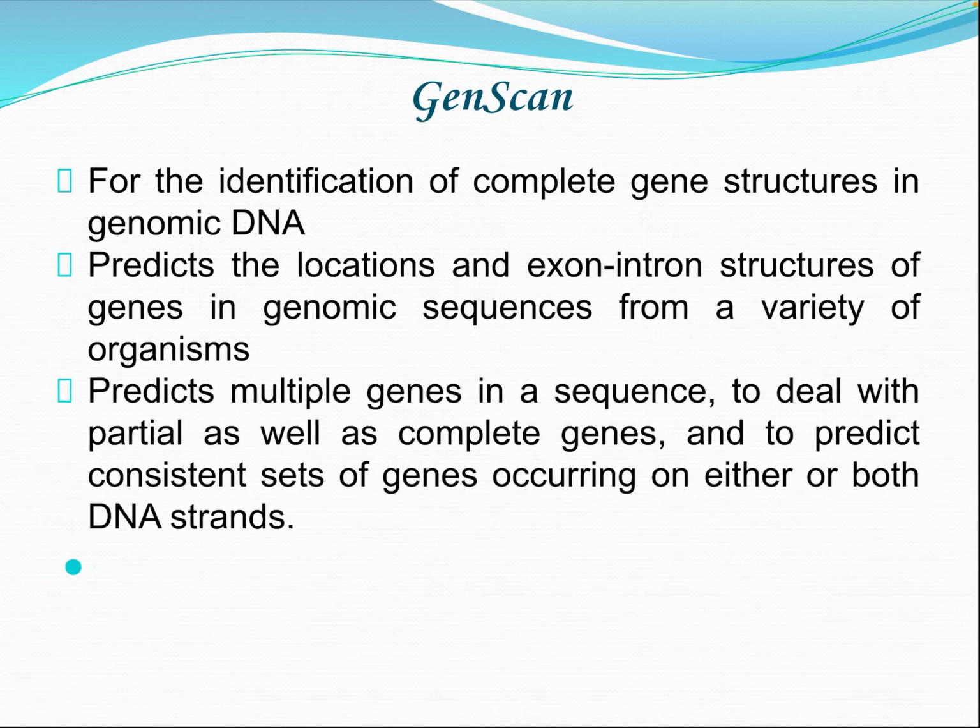In GenScan, the identification of a complete gene structure is possible in genomic DNA. It predicts the locations of introns and exons, in genomic sequences from a variety of organisms. Similarly, it predicts multiple genes in a sequence, to deal with partial as well as complete genes, and to predict a consistent set of genes occurring on either or both DNA strands.